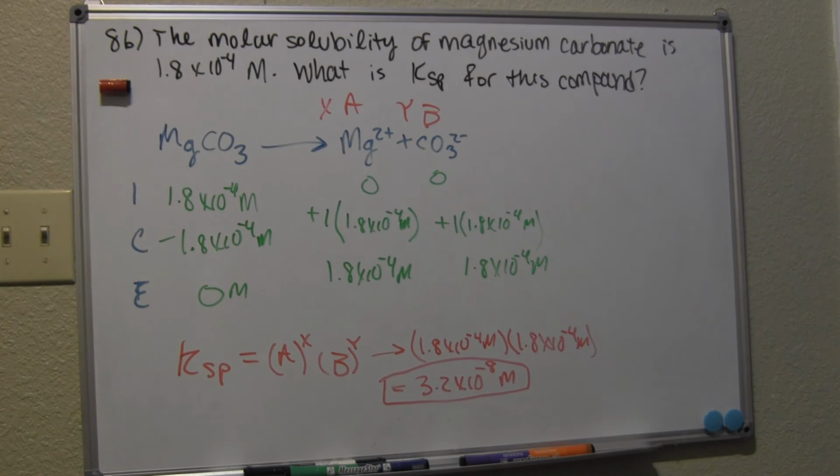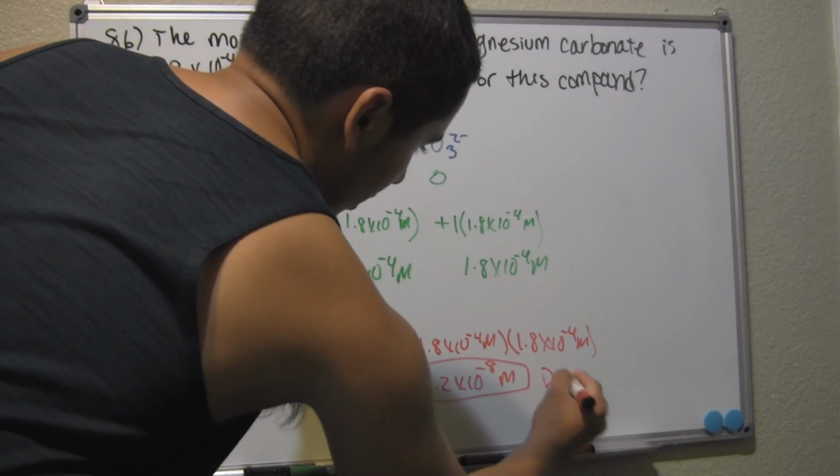If you're using the same test bank that I'm using, it's going to be letter answer D. And this is number 86.